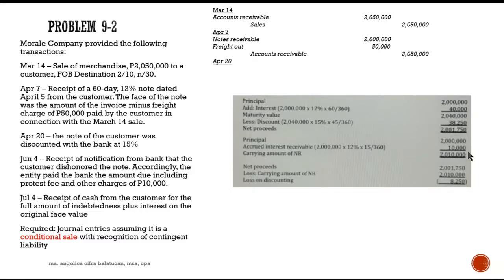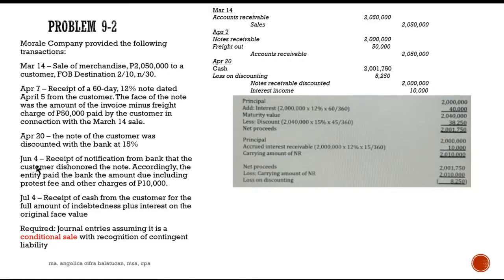So that's 10,000. So total carrying amount is 2,010,000 and we're going to deduct that from the net proceeds. Since our net proceeds is lesser, ang atong madawat kay mas gamay. So that's a loss of 8,250. So debit cash, 2,001,750. Loss on discounting, 8,250. Credit note receivable discounted, 2 million. And credit interest income, 10,000.